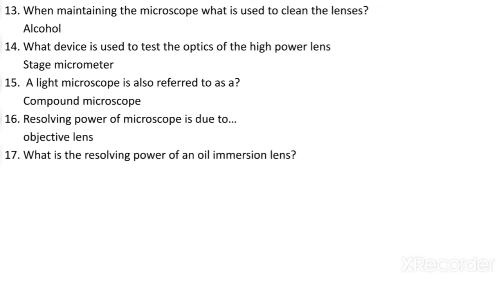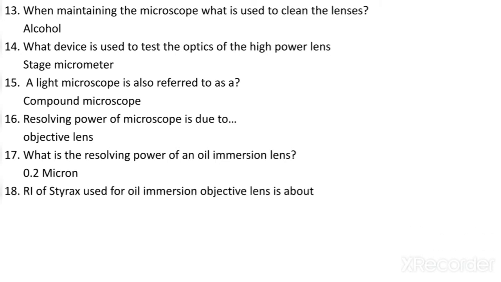What is the resolving power of an oil immersion lens? The oil immersion lens is always used to study the morphology of cells. Its resolving power is 0.2 micron. The refractive index of cedar wood oil used for oil immersion objective lens is about what? It is about 1.58.